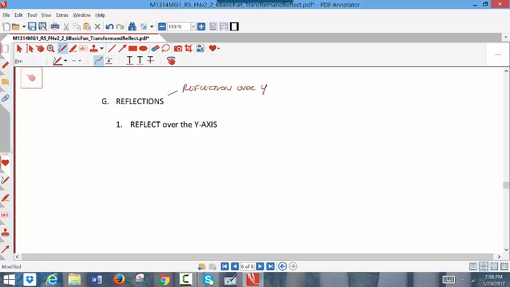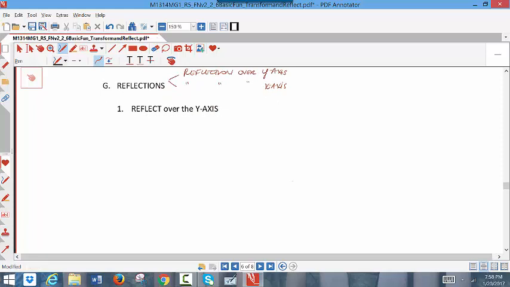Well, actually, we'll do the y-axis first. And then a reflection over the x-axis. Okay, so two reflections, one over the x-axis and one over the y-axis. So let's get a vision of what it looks like to begin in reflecting over a y-axis.